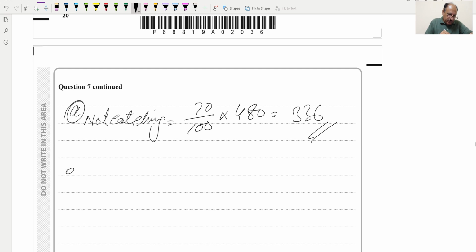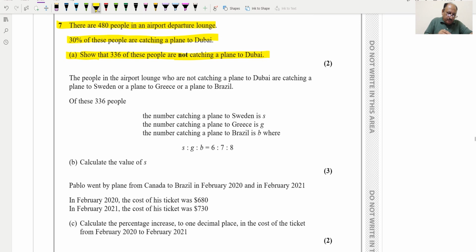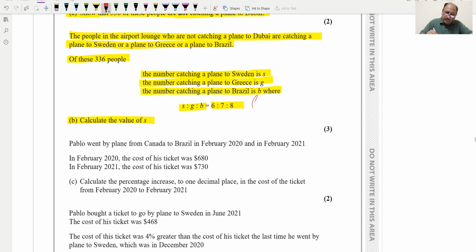Now part B. Part B says the people in the airport lounge who are not catching a plane to Dubai are catching a plane to Sweden, Greece, or Brazil. Of these 336, the number catching a plane to Sweden is S, Greece is G, and Brazil is B. The S:G:B ratio is given as 6:7:8. Calculate the value of S. First of all, we can find the sum of ratios.